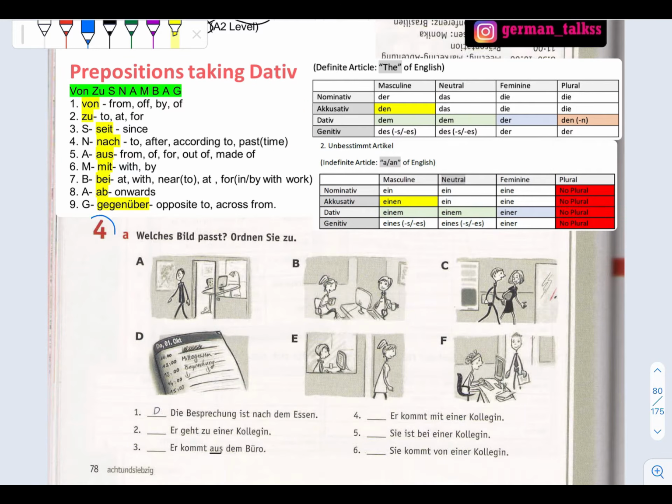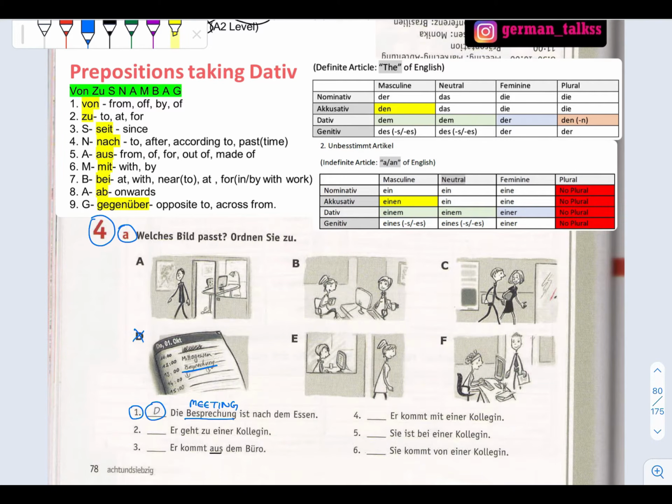Frage Nummer 4a. Welches Bild passt? Ordnen Sie zu. Nummer 1. Die Besprechung ist nach dem Essen. Besprechung means meeting. The meeting is after the food.